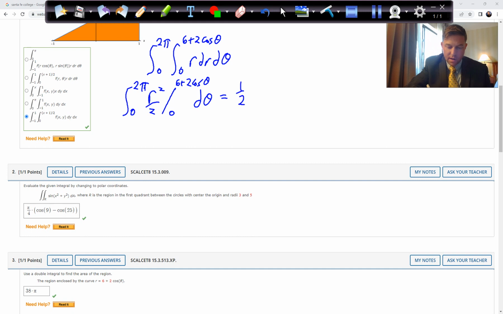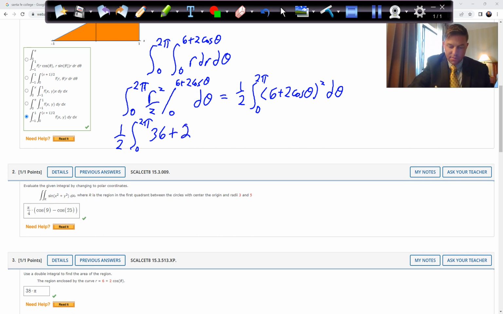So that's going to give us 1/2, I'll pull out, 0 to 2 pi, and then it's the quantity 6 plus 2 cosine theta squared, and then d theta. And the 0 on the lower limit will not matter because 0 squared is 0. So that's what we end up with. Now we have to FOIL that. So we're going to get 36 plus 12 cosine theta plus 12 cosine theta is 24 cosine theta plus 4 cosine squared theta, d theta.